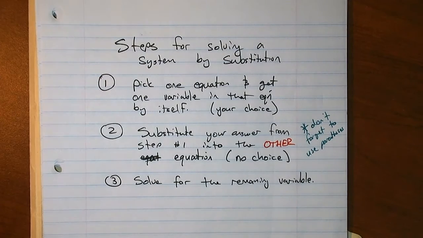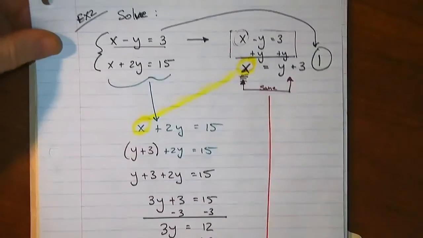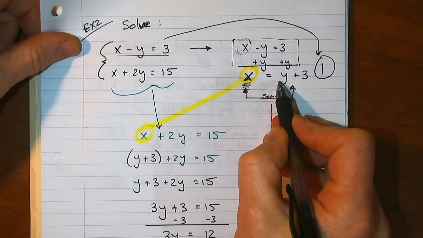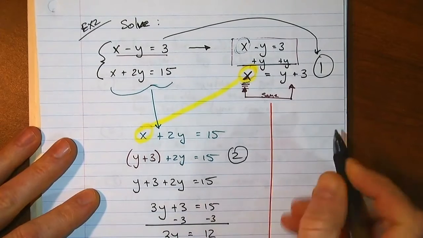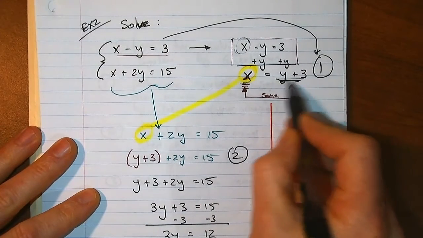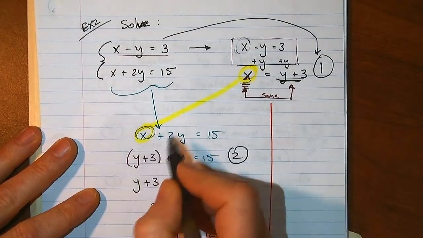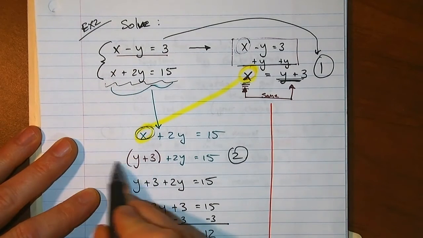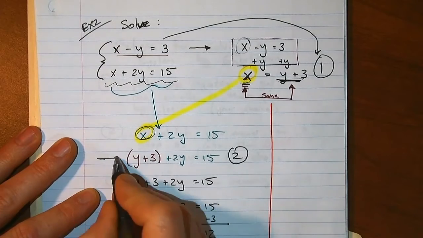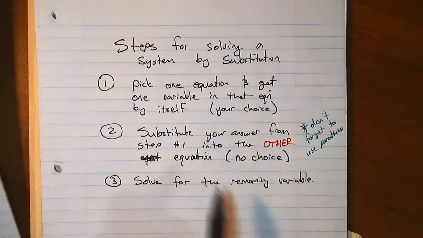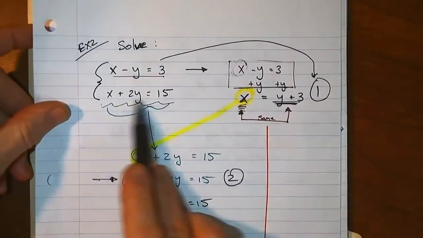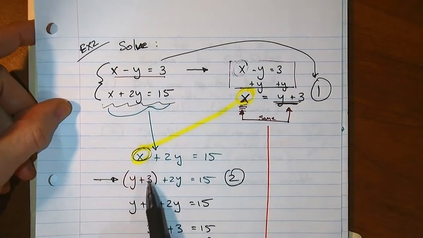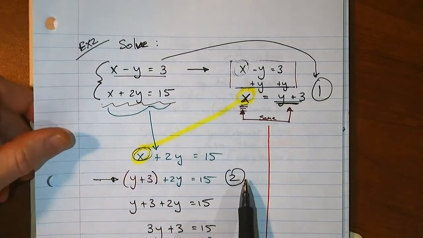Let's look at the example we just did to make sure we understand what that means, okay? So here was our step number 1. We got one of the variables by itself. Here's our step number 2. We took the answer from step number 1 and we substituted it into the other equation. We made sure we used parentheses when we did that, okay? In the other equation, not the one that we solved, we plugged that in. There's our step number 2.